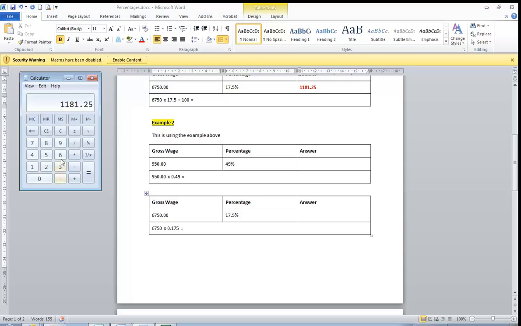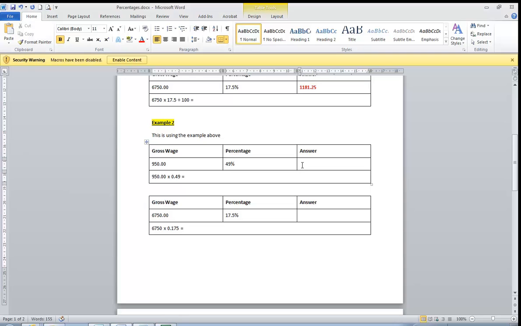So using our calculator, we put the same information in, 950 multiply or times by 0.49, which equals exactly the same answer that we got above, $465.50.